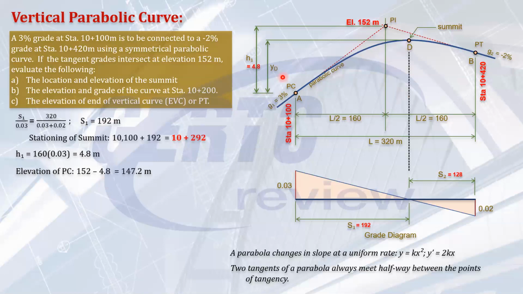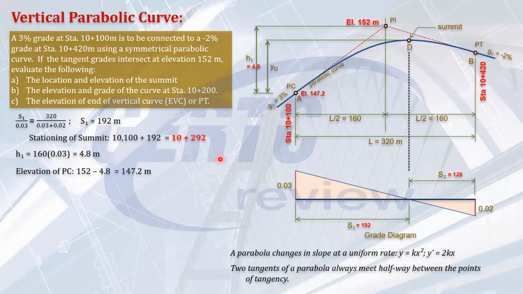So we will be solving YD, the vertical distance from PC to the summit, which I called point D. So how will you solve that distance? Take note, we already know the elevation of the PC, or we call this the beginning of the vertical curve, BVC. There are so many notations to that, but it means one thing. Beginning, or VPC also, beginning of the parabolic curve.